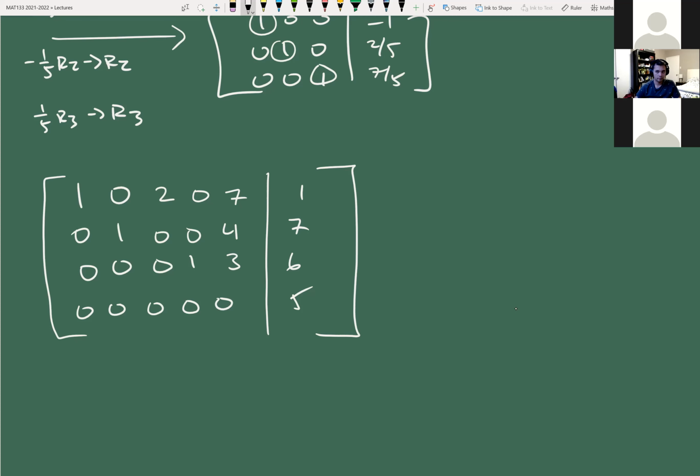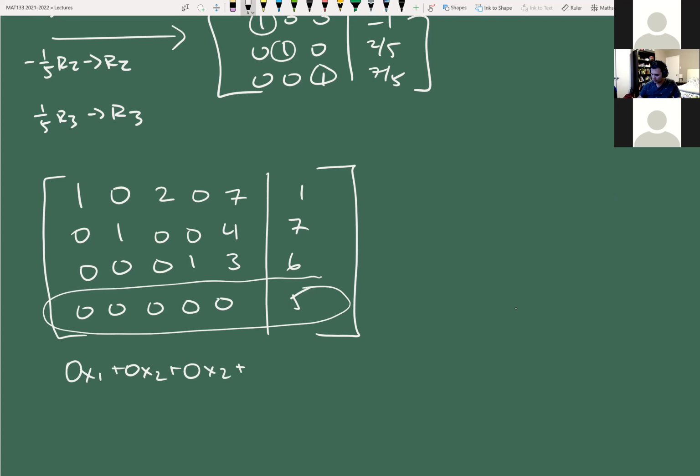Because 5 doesn't have like a 1 in it. Right. Yeah. Row. Yeah. So if we think about what this system is, we write out this equation: it's 0x1 plus 0x2 plus 0x3 plus 0x4 plus 0x5 equals 5. And so we're saying that 0 is equal to 5, right? And that obviously can't be possible. And so this doesn't have a solution because we have this nonsense equation in it, right?